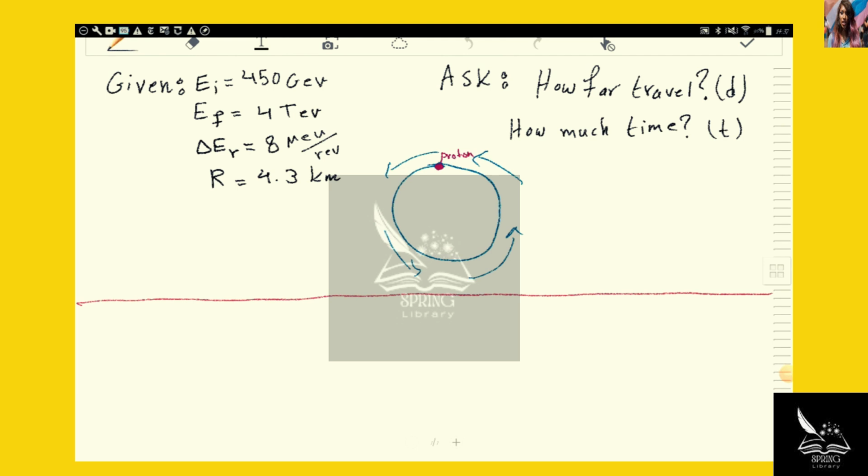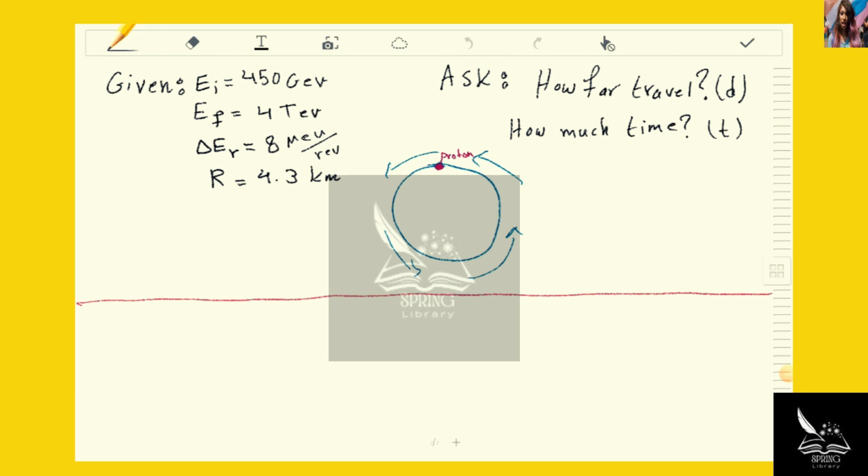Okay, so let's start with what is given in the question. We know that the initial energy is 450 giga-electron volt. The final energy is 4 tera-electron volt. And also the question says that the protons are accelerated by 8 mega-electron volt each revolution, which means that the energy gain each revolution is 8 mega-electron volt. And also we know that the radius of the ring is 4.3 kilometer.